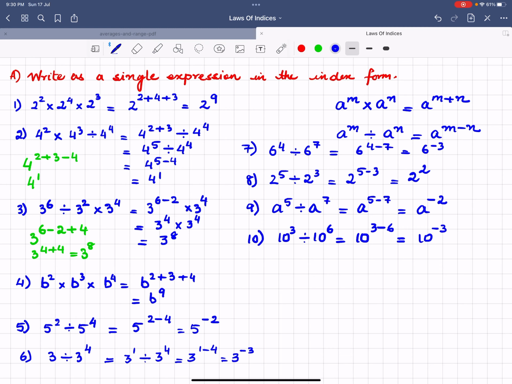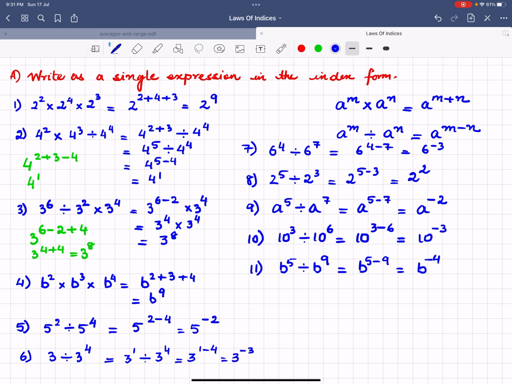Next question, question number 11. B to the power of 5 divided by b to the power of 9. So this will be b to the power of 5 minus 9. 9 is the number which has the negative sign. So 9 minus 5 gives us 4. Sign of the greater number is negative. Therefore, b to the power of negative 4.